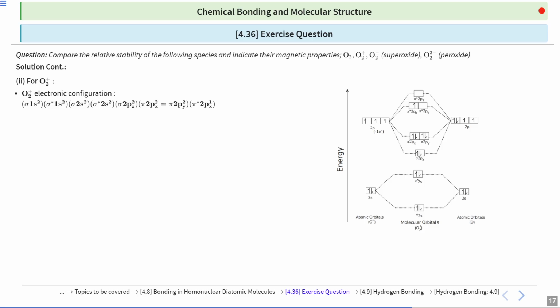And that electron will be removed from pi star 2py. So we are not seeing an electron in the case of O2 plus here. See, this position is vacant because it is carrying a positive sign.